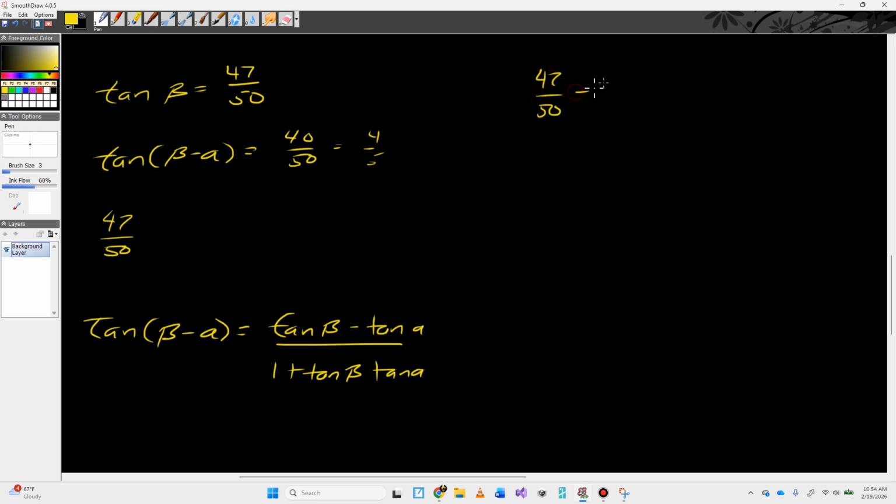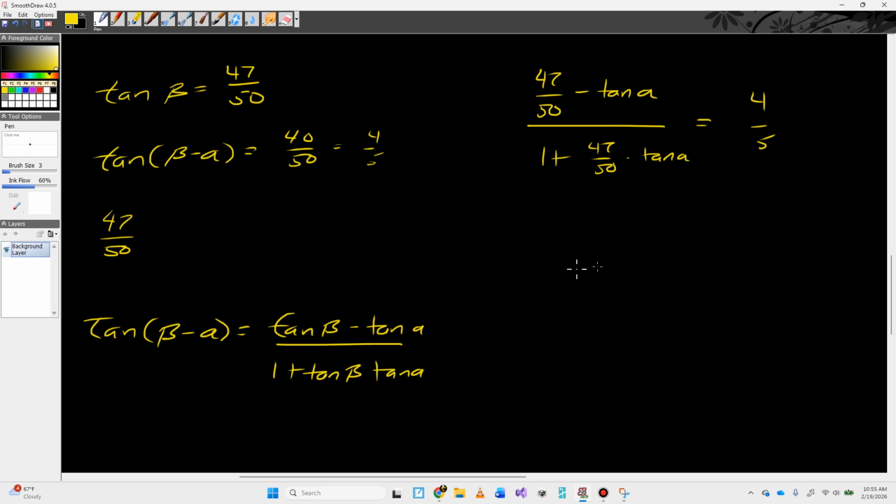I don't know what tan alpha is, so I'm going to write that down. 1 plus tan beta, 47 over 50, and that's going to be multiplied by tan alpha. And I do know that this is equal to 4 over 5. I need to solve for tan alpha.